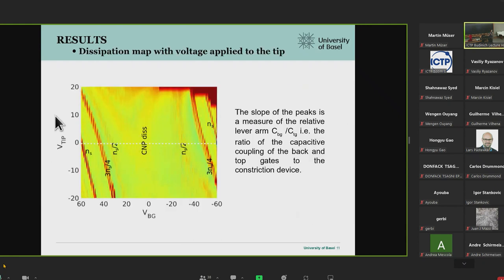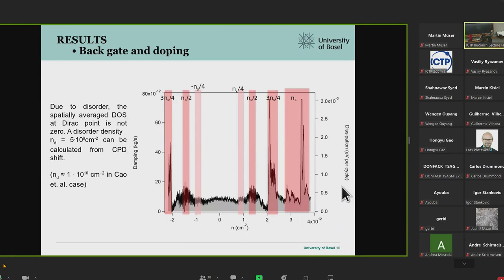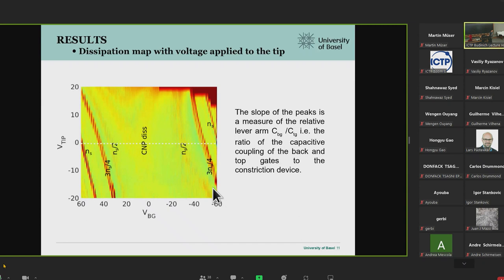Again, I told you before that we kept the tip grounded, but what you see on this map is actually a dissipation map. So the contrast is the dissipation. Red contrast is the high dissipation. On the x-axis you have backgate voltage. On the y-axis you have voltage applied to the tip. The spectrum which is shown here is for the tip voltage grounded. It's just a profile along this white dashed line.